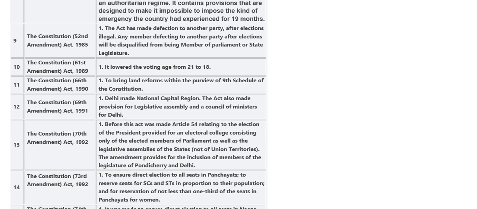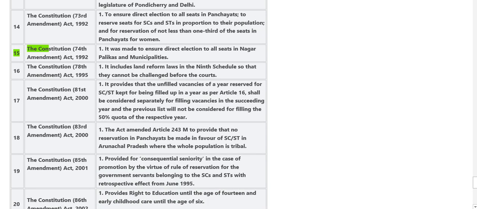14. The Constitution 73rd Amendment Act, 1992. To ensure direct election to all seats in Panchayats, to reserve seats for SCs and STs in proportion to their population, and for reservation of not less than one-third of the seats in Panchayats for women. 15. The Constitution 74th Amendment Act, 1992. It was made to ensure direct election to all seats in Nagarpalikas and municipalities.